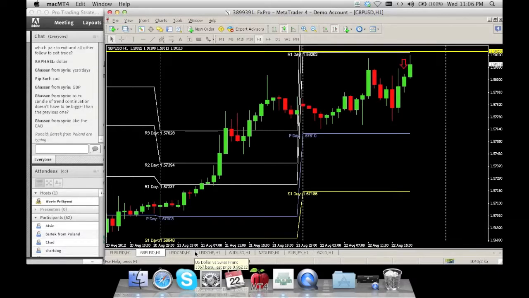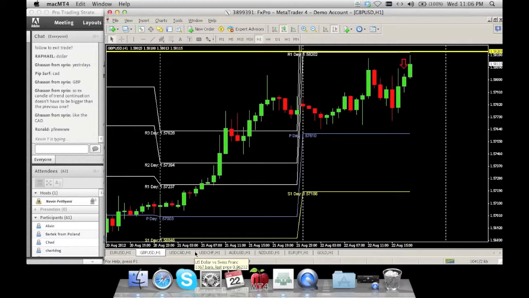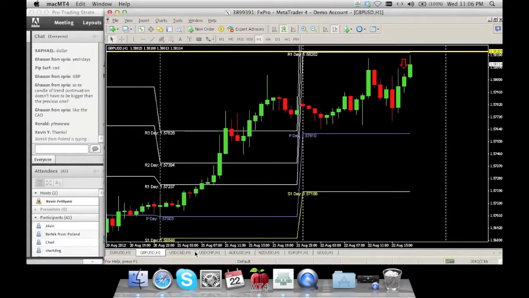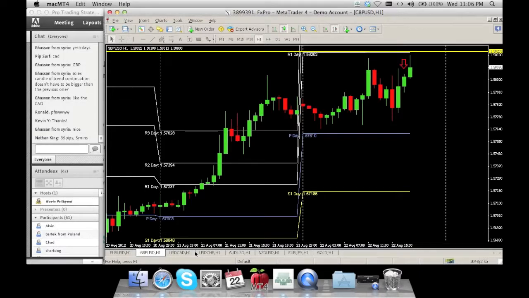Okay, Hassan says, so exhaustion candle of trend continuation, where to go? The exhaustion candle of trend continuation doesn't have to be bigger than the previous one. No, it does not. Like the CAD. That's correct, like the CAD. When you look at correlation, you will start to understand. When you see patterns, you look at the rest of the market and you're like, okay, it is bouncing off a support or resistance, there is space to move, things look good.